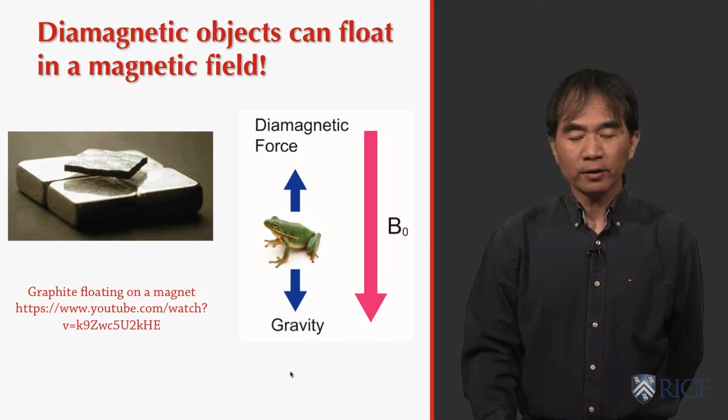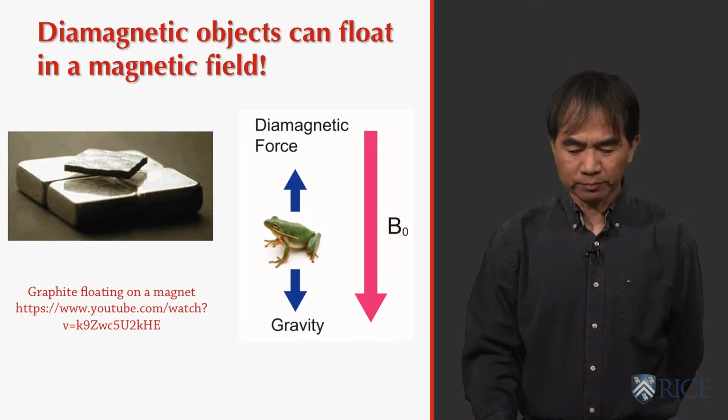So let us say, what is the definition of diamagnetism? Since we know from our definition of susceptibility that susceptibility is negative for diamagnetic material. So what does that actually mean? Let me give you a very simple example.